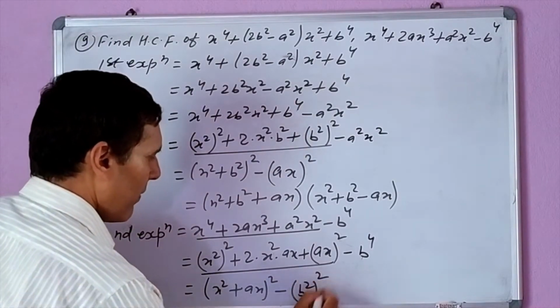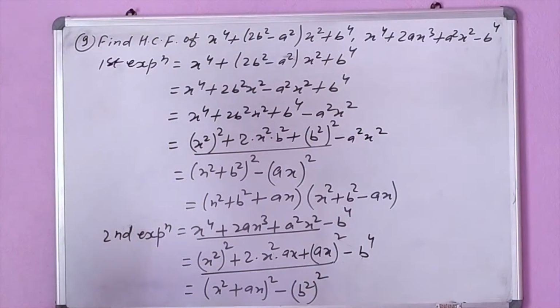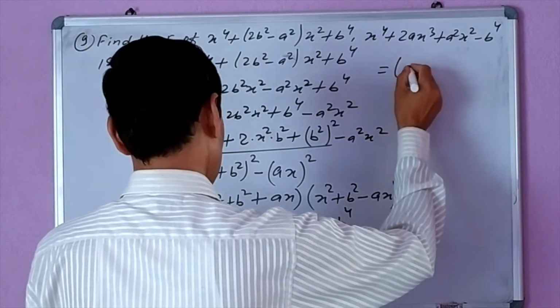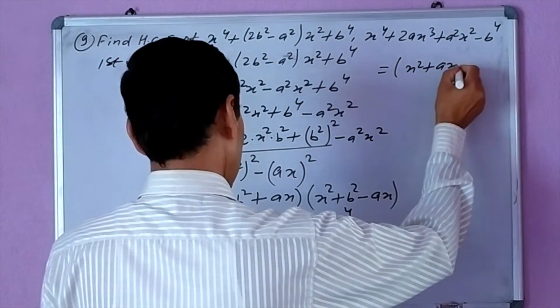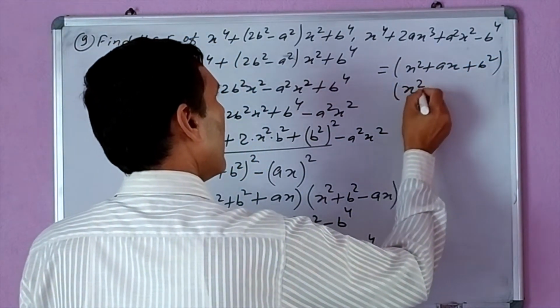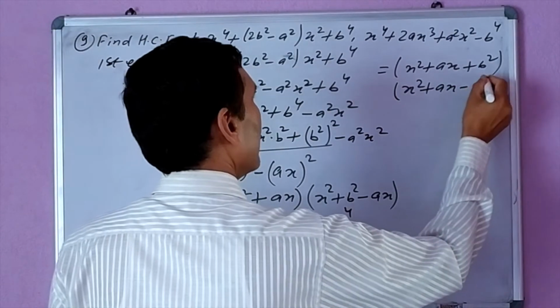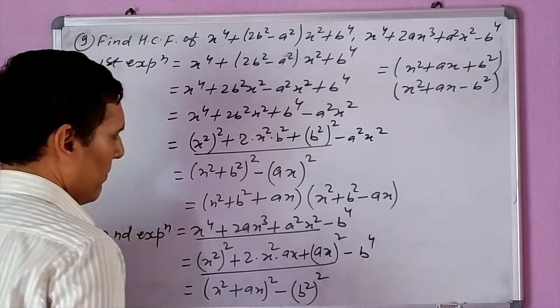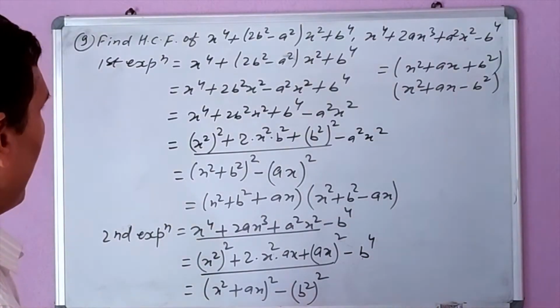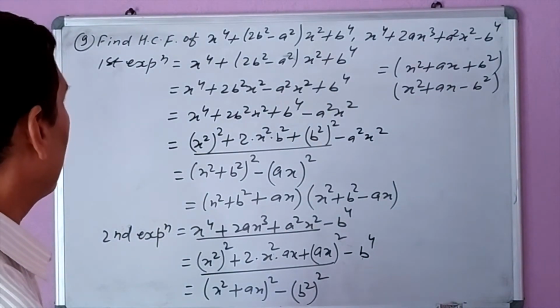Again it is in the form of a^2 - b^2. So expanding by the formula of a^2 - b^2, (a + b)(a - b). These are the factors of the second expression. So what are the common factors here? How many factors are common?